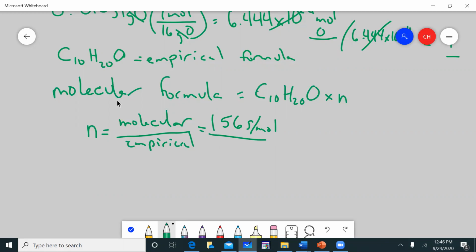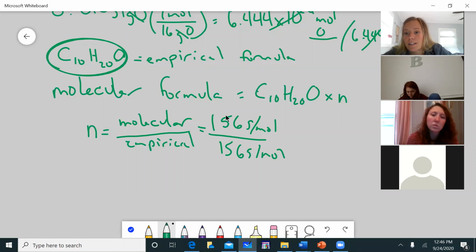The empirical is something we calculate from the empirical formula. So we're going to take a mass of 12 times 10, so 120, plus 20, plus 16, because I have one oxygen, and it ends up being 156 grams per mole. So what does that mean? That means the molecular formula is the same as the empirical formula, because when I divide those two, I get a value of 1. So how much bigger is the molecular formula than the empirical formula? It's not bigger. It's the same amount.